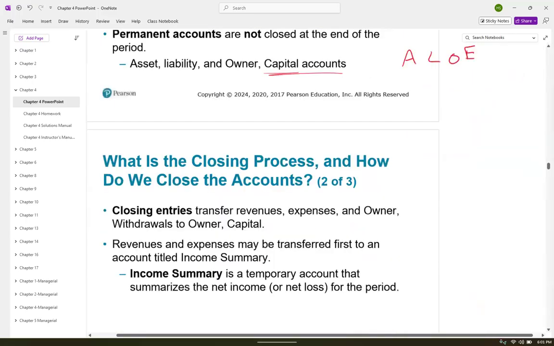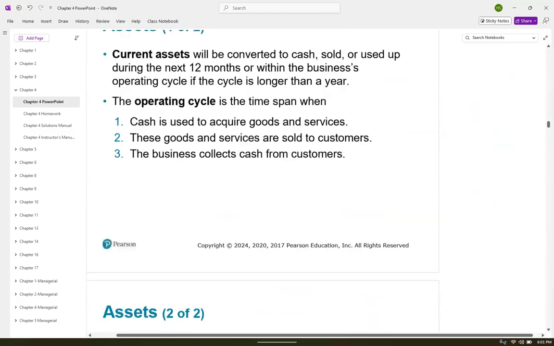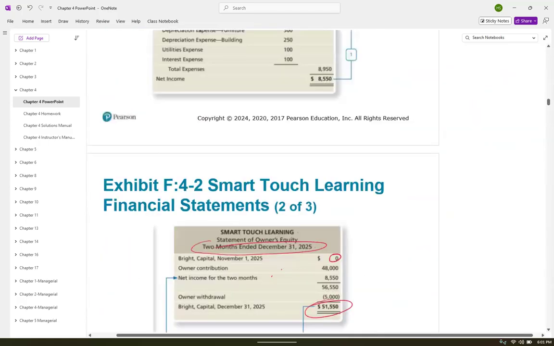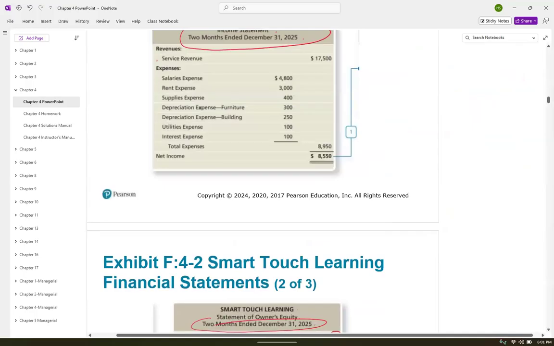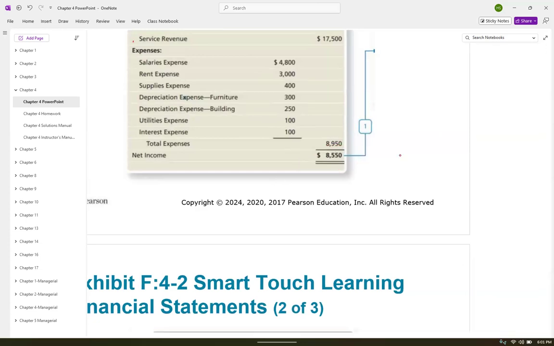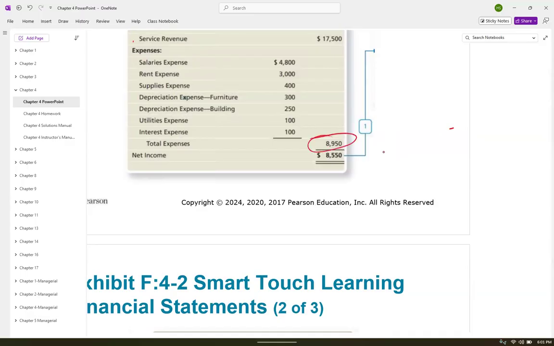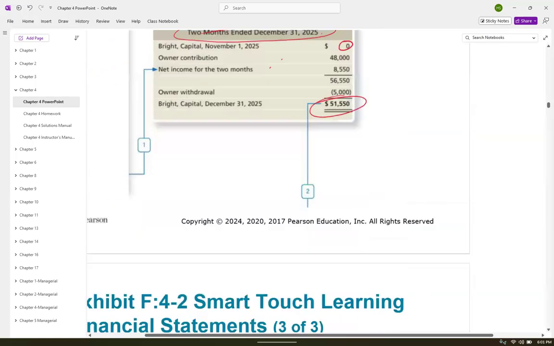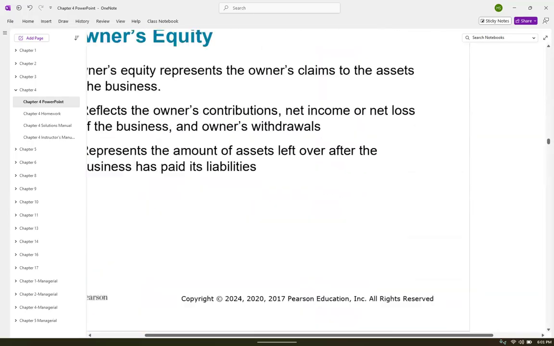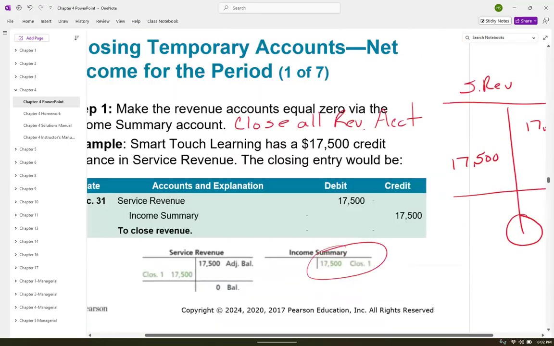We did the income statement for this problem. I'm sorry, I'm scrolling up, but I want you to notice you have a check figure. Net income was 8,550. Look right here. Here's my revenues. Here's my expenses. And then I had a net income of 8,550. So guess what's going to be left in that T account for income summary? Here we go.